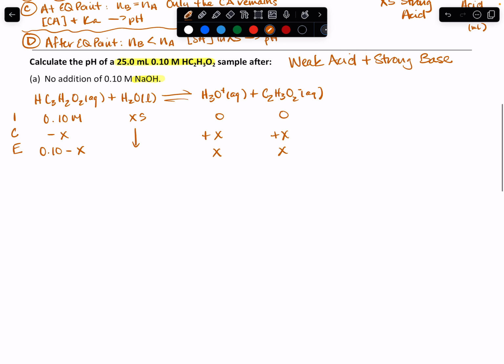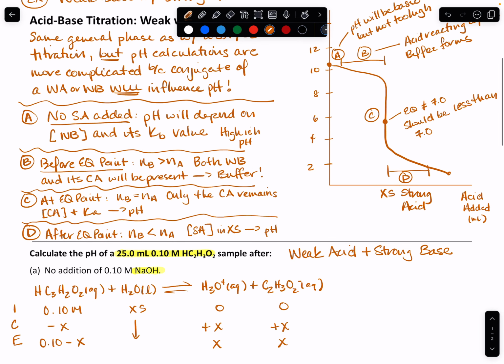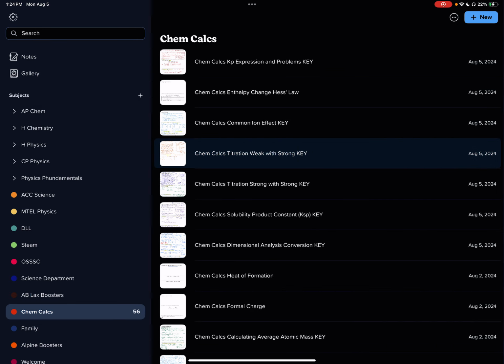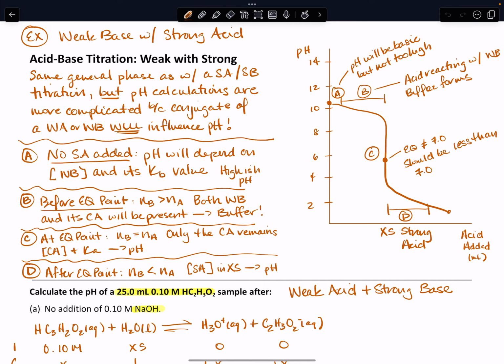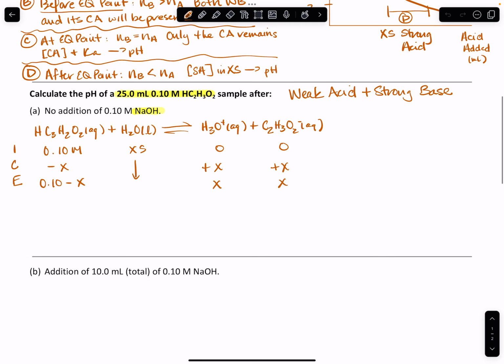Oh, it's disappeared again. Hold on. Go back. Let's see if it came back. Yes, it came back. Okay. All right, so this is an acid, so Ka is going to be equal to the concentration of hydronium times the concentration of acetate over the concentration of acetic acid.